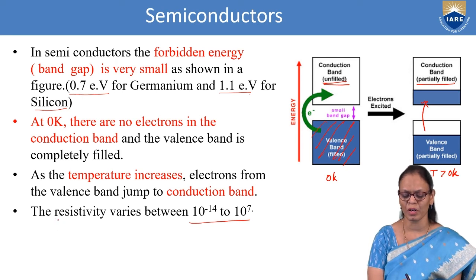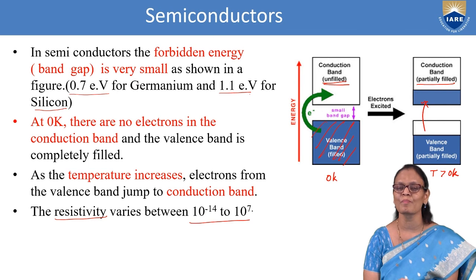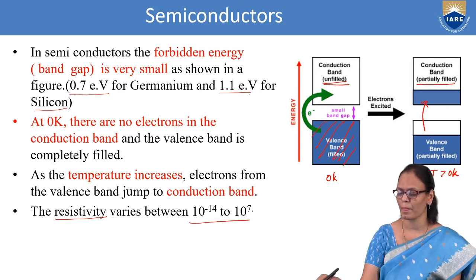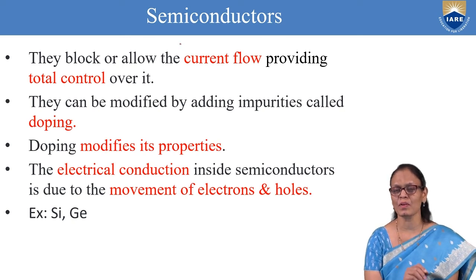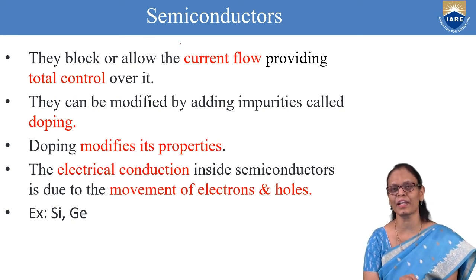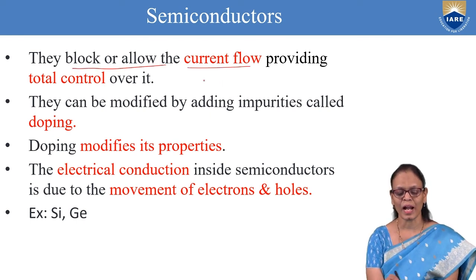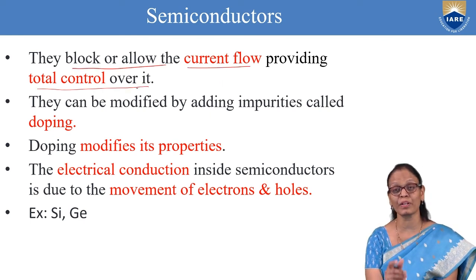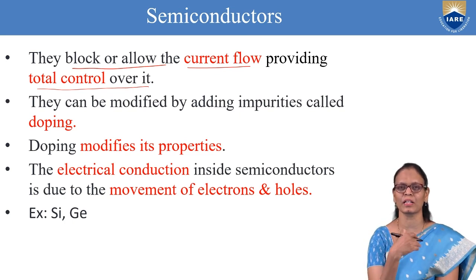I told how resistivity affects the conductivity. If the resistance is more, the conductivity is very less. It will not allow the electrons to move. Then there will be no current. Now, in case of semiconductors, the greatest advantage is they block or allow the current flow and we have total control over it. When you want to block it, you can block. When you want to allow the current to flow, you can allow the current to flow.